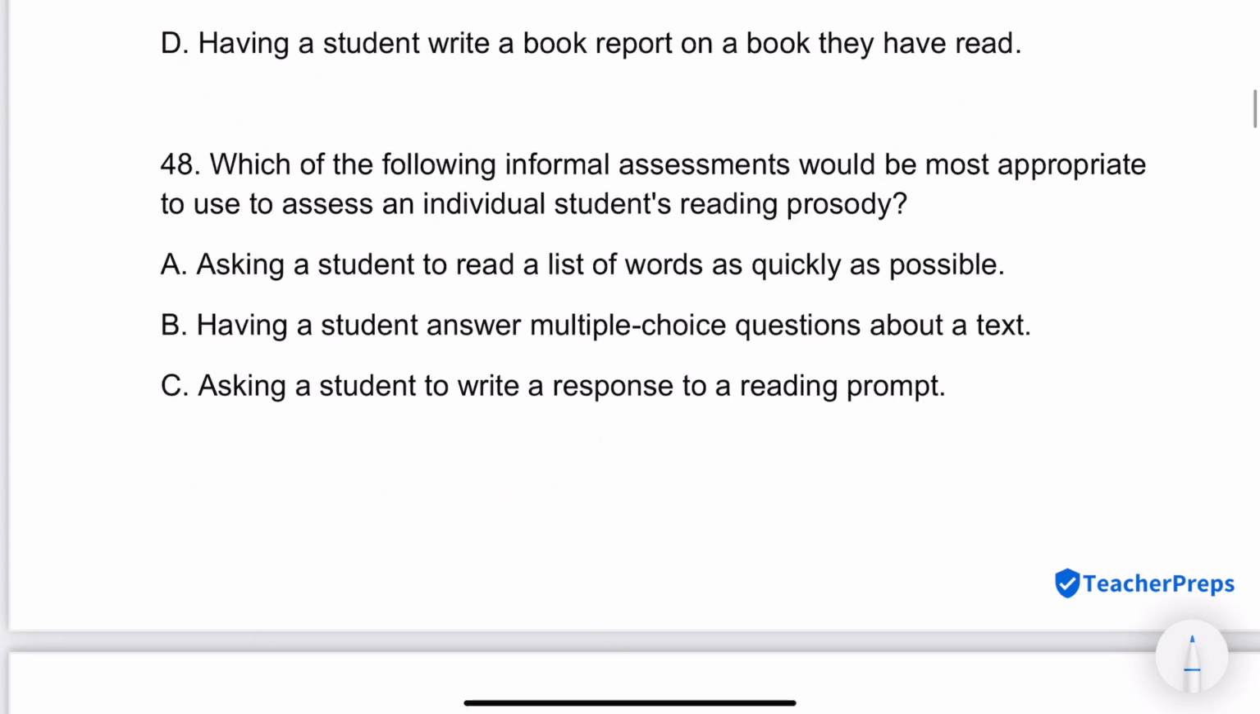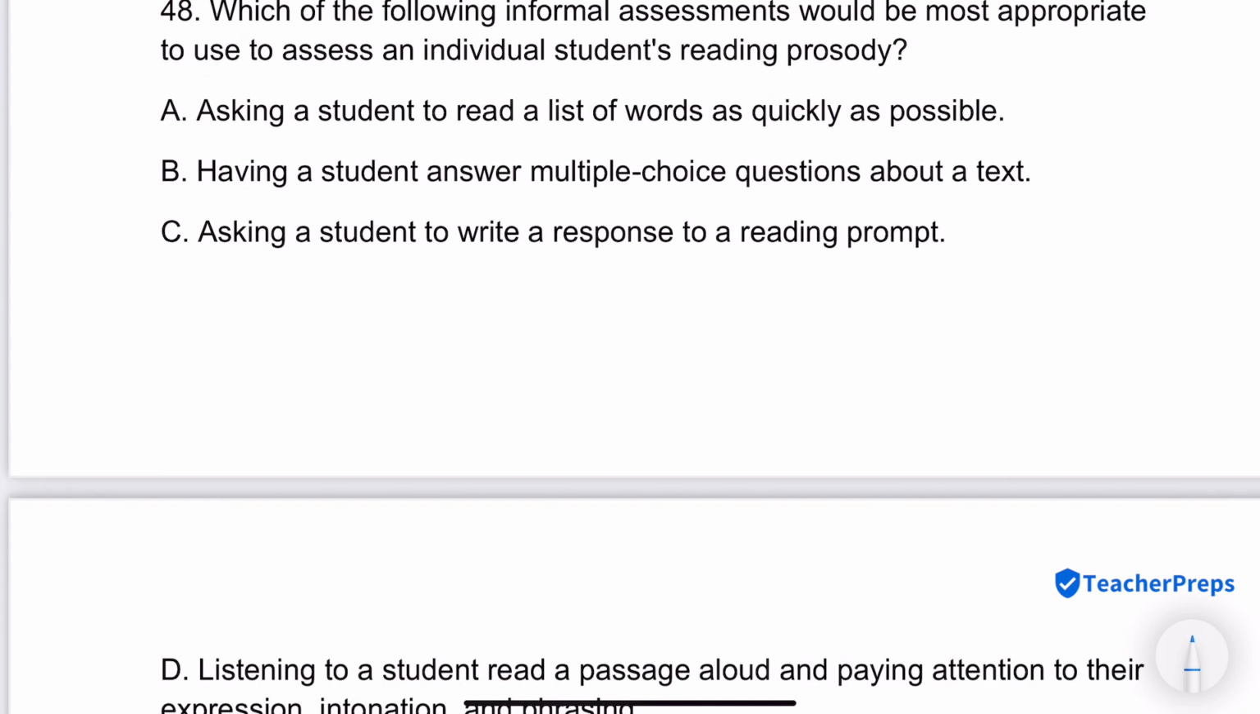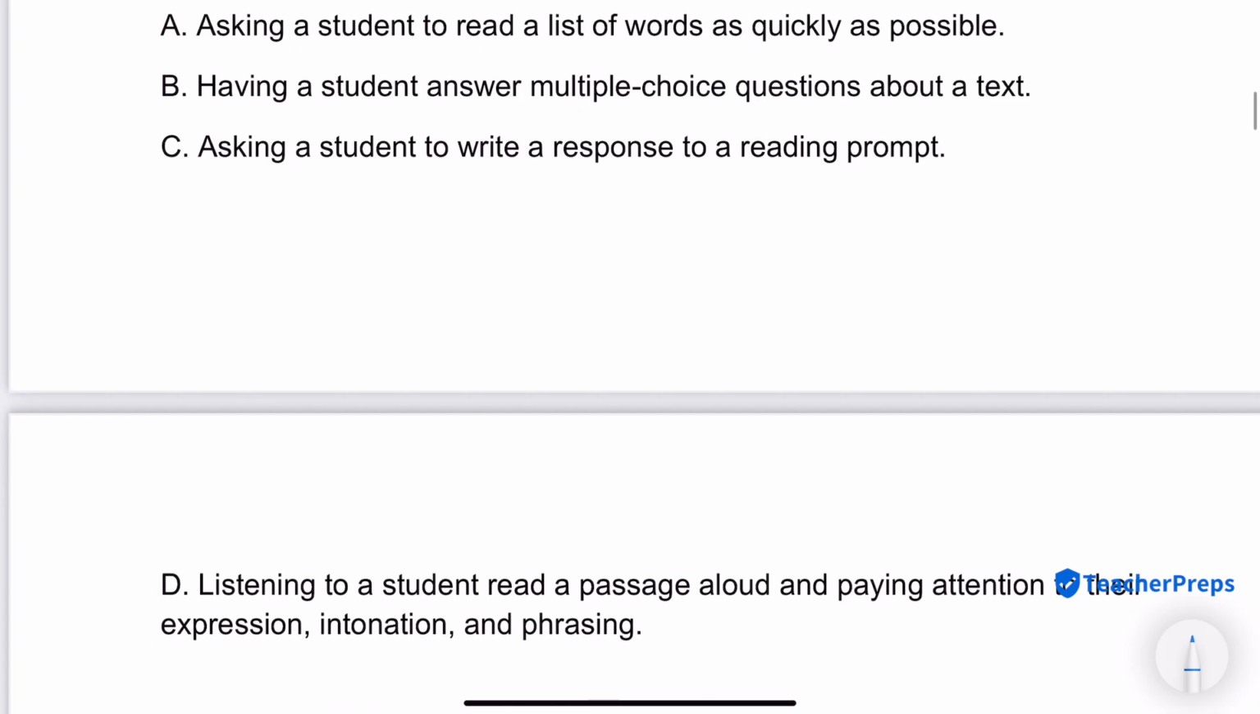Moving on to question number 48. Which of the following informal assessments would be most appropriate to use to assess an individual student's reading prosody? Here it is, reading prosody, the third leg of reading fluency. Take a look at the answer options and select the one that you think is the best.